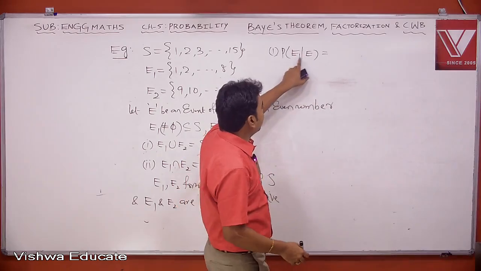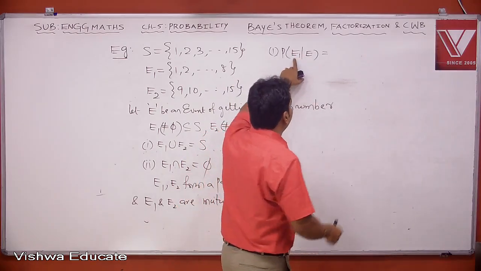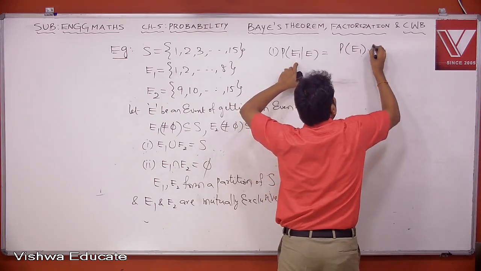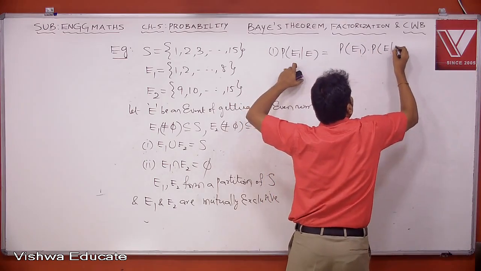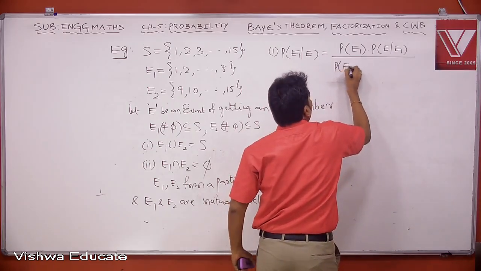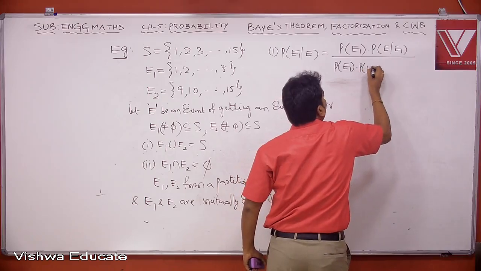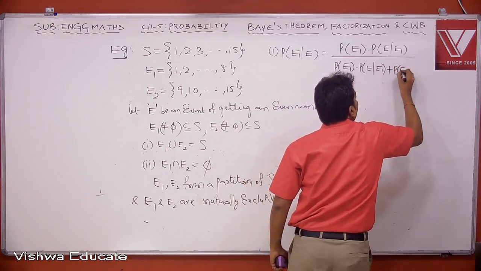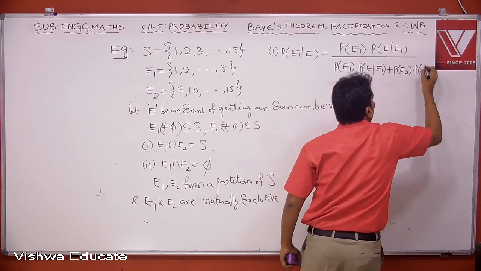So the probability of getting an even number from E1 is given like this: P of E1 times P of E given E1, divided by P of E1 times P of E given E1, or it may come from E2, because in the denominator you need to write all possible cases.